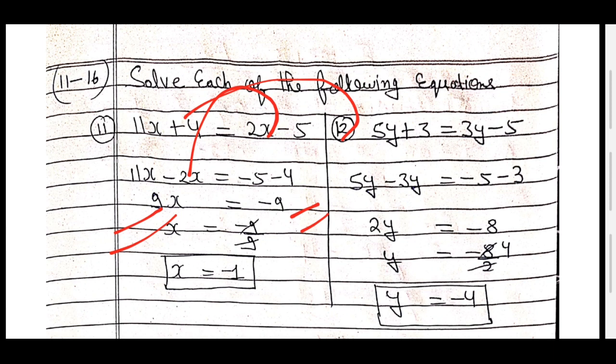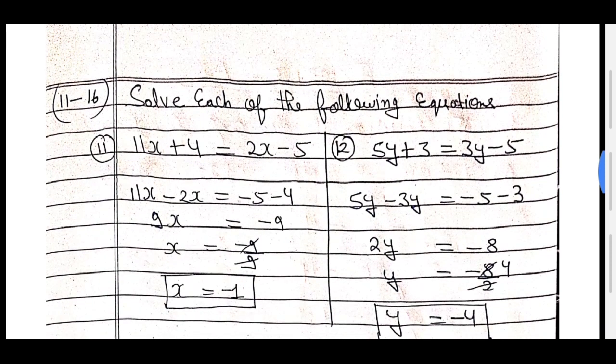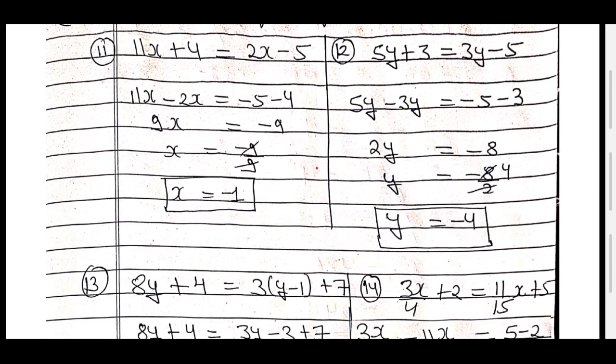When you make x alone, 9 come here in divide. So finally you cut and you get x is equal to minus 1. Come on 12 part. 12 part is 5y plus 3 is equal to 3y minus 5. So first you arrange, 3y come this side, become negative, 3 go this side, become negative. Now solve. 5y minus 3y you get 2y, minus 5 minus 3 you get minus 8, y is equal to minus 8 by 2. Finally you cut, you will get minus 4. What is the value of y? Y is equal to minus 4.